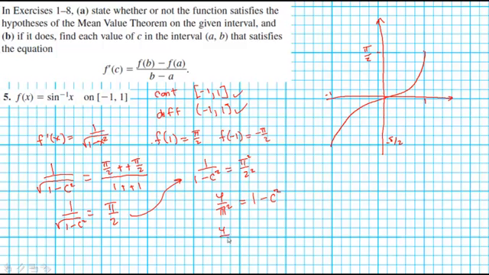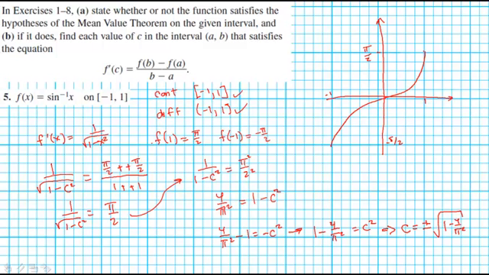or 4 over pi squared minus 1 is equal to negative c squared, which leads to 1 minus 4 over pi squared is equal to c squared, which leads us to that c is equal to plus or minus the square root of 1 minus 4 over pi squared.